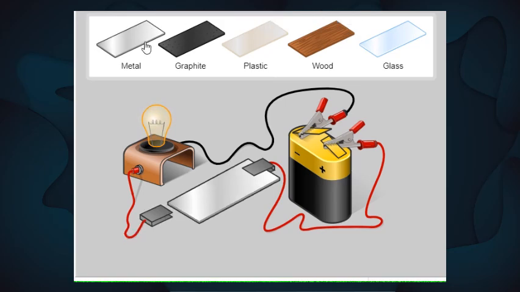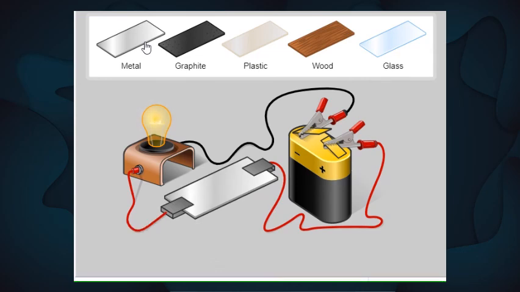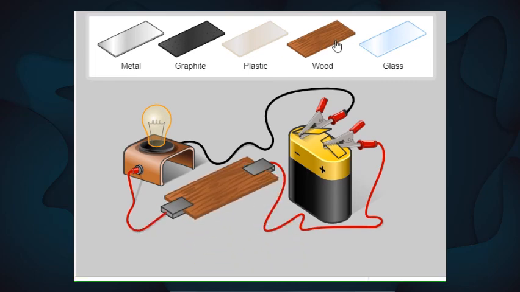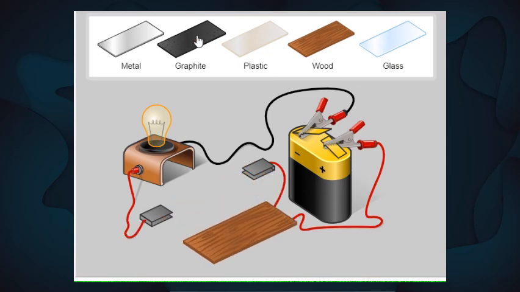Let me start with the metal. When you place a metal in your circuit, the light bulb is on, so the metal is a conductor. Plastic, the light bulb is off, no electricity flowing, so it is an insulator. Wood, light bulb is off, so the wood is an insulator.